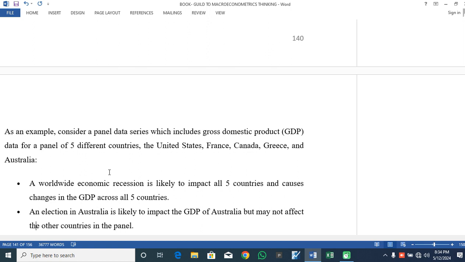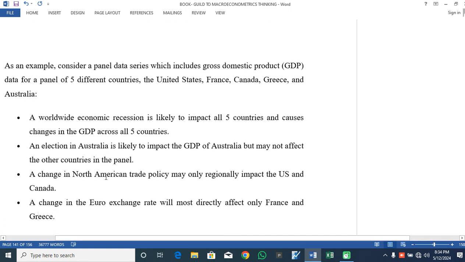And in trying to look at these heterogeneities, we intuitively believe that one, a worldwide economic recession is likely to impact all 5 countries and cause changes in GDP across all these countries. Secondly, an election in Australia is likely to impact the GDP of Australia but may not affect the other countries in the panel. Then thirdly, a change in North American trade policy may only regionally impact the US and Canada without affecting other countries such as France and Greece.